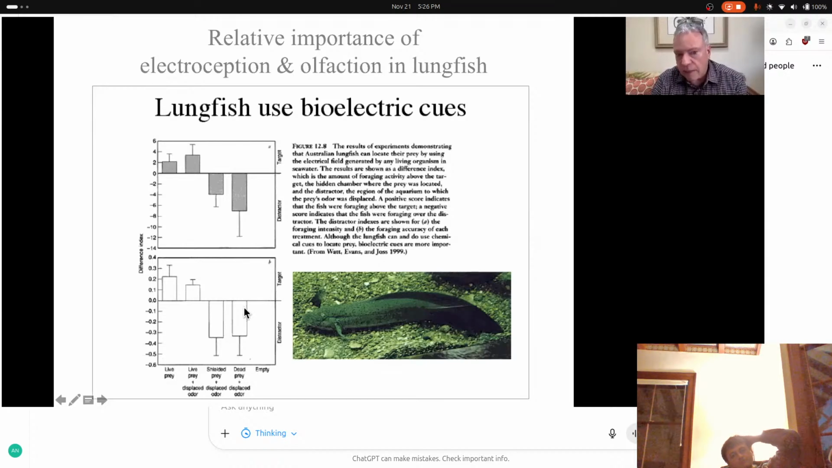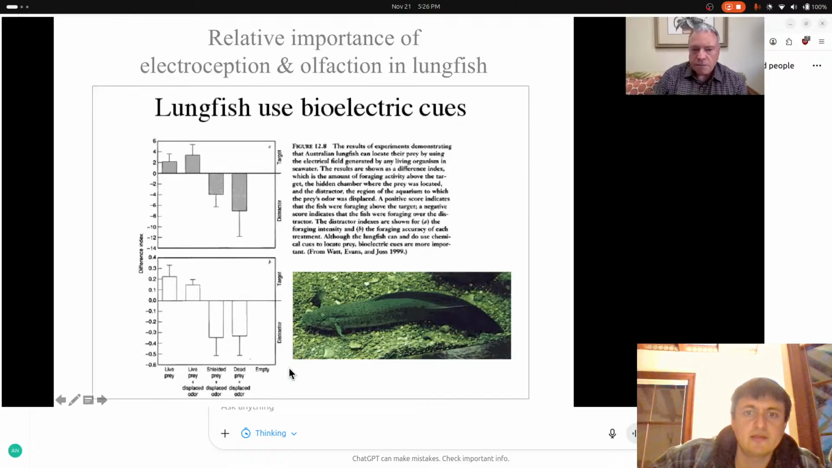Whereas if the prey was electrically shielded, then it would divert to its olfactory system. So the electrical system was primary. If the electrical detection wasn't there, then it would go to the olfactory system. That's a nice test. I like that.